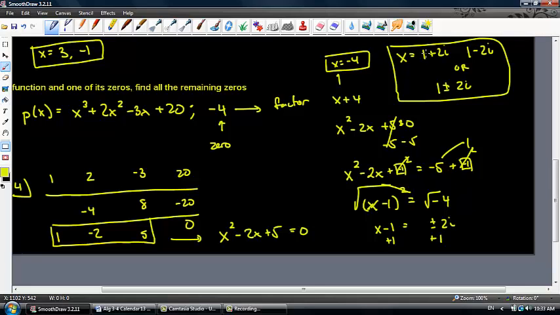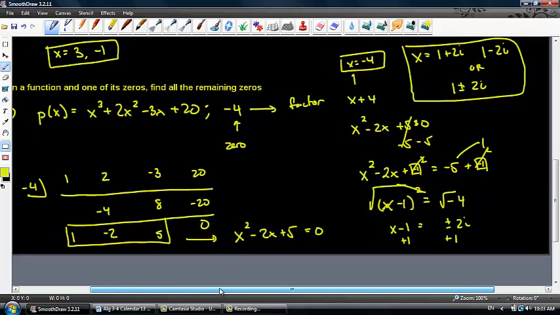So you've got 1, 2, 3 roots, 2 of which are imaginary, 1 of which is real, and we have an exponent of 3. It makes sense for us to have that many roots.